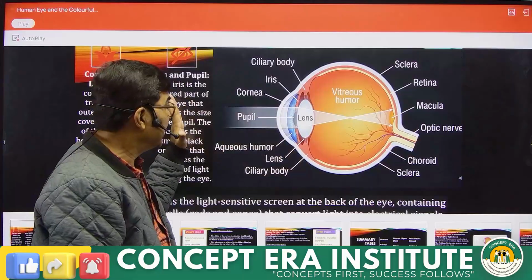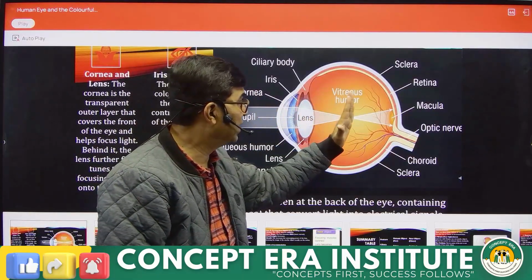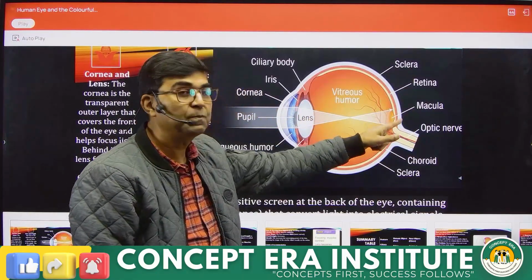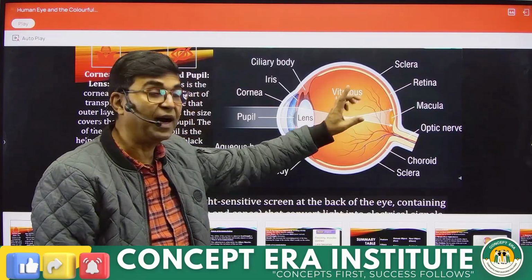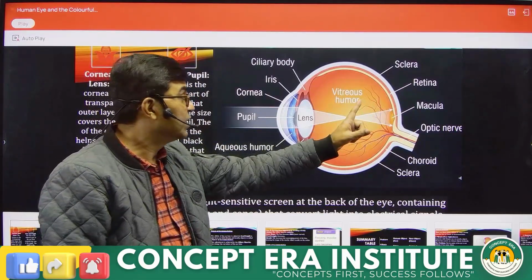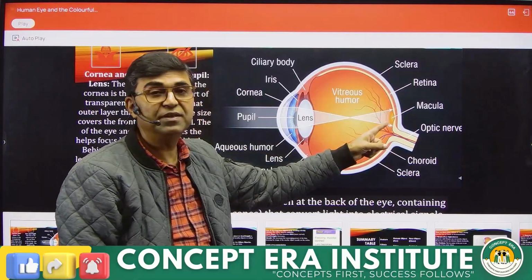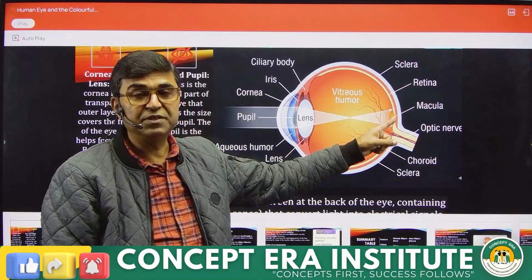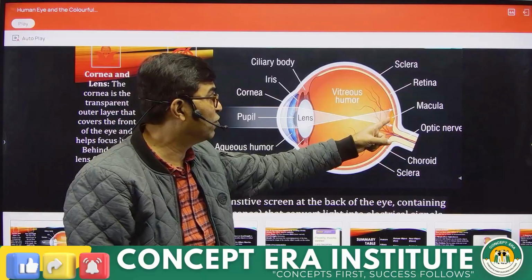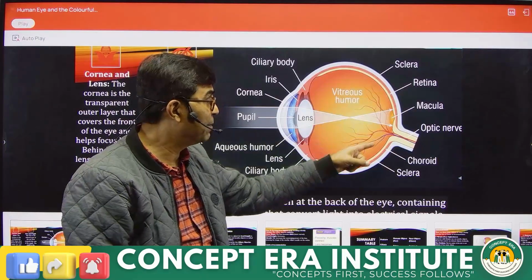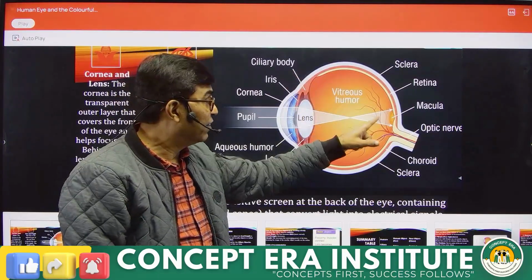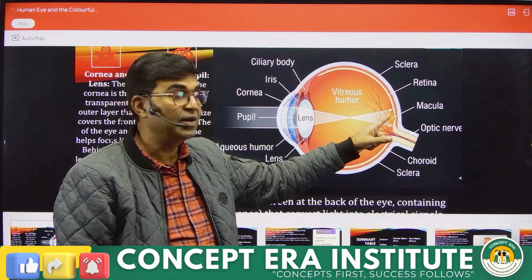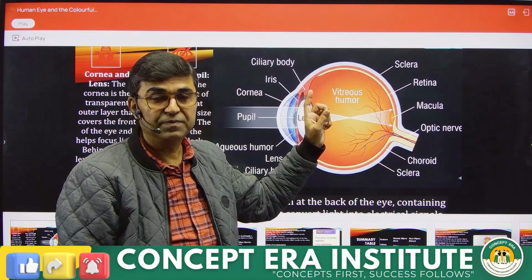Now, just in front of the pupil and lens, there is a spot on the retina where the light sensitive cells are highly concentrated, so that the image at this portion is the sharpest image. If the image is formed anywhere apart from this macula, the image is not very sharp, but when the image is formed at the macula, it is the sharpest.